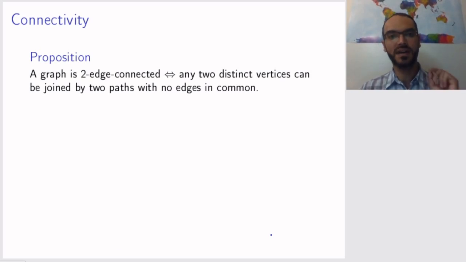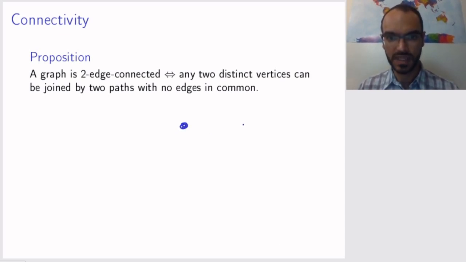Now we can characterize what it means to be 2-edge connected. So this business of cut sets seemed to be a bit weird and non-intuitive. Here's a theorem that tells you that a graph is 2-edge connected if and only if any 2 distinct vertices can be joined by 2 different paths, 2 paths with no edges in common.